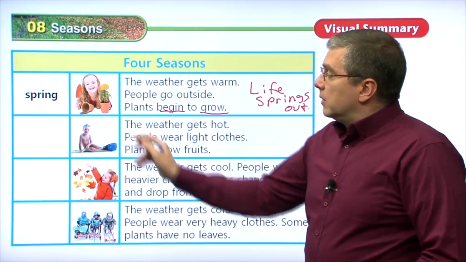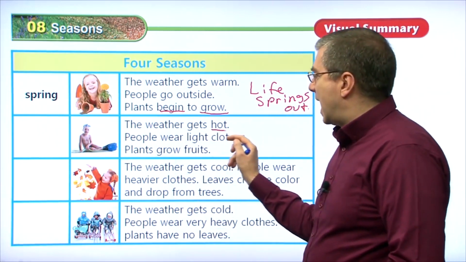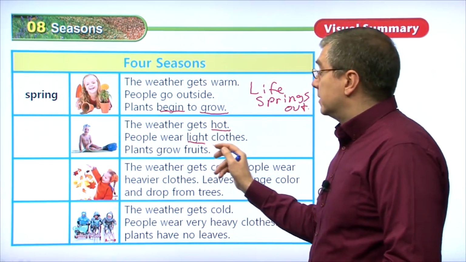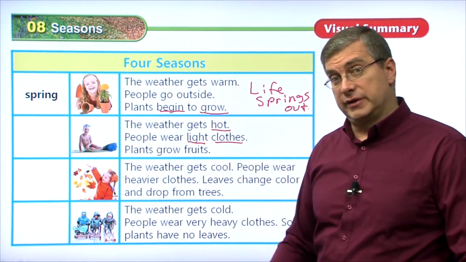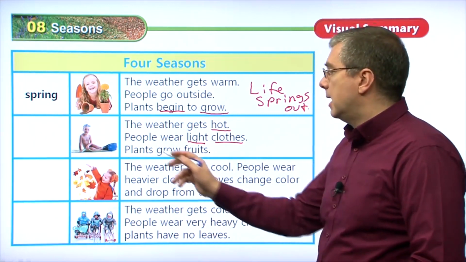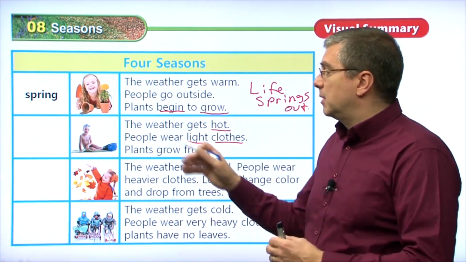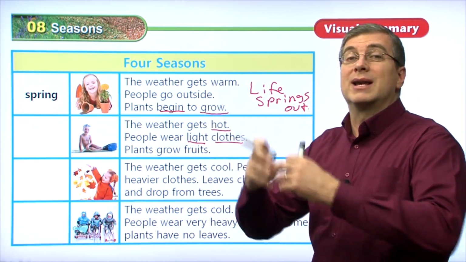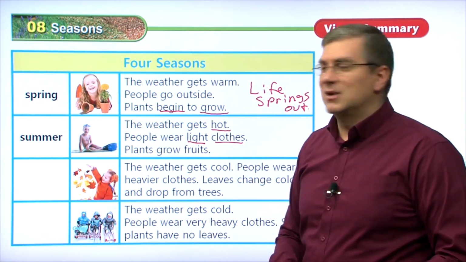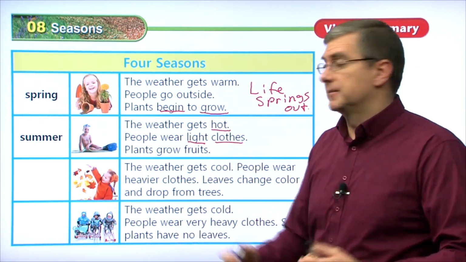In the next one, we see the boy looks like he's been swimming, so it's got to be warm outside, right? The weather gets hot. It's not just warm, it's hot. People wear light clothes, t-shirts, shorts, sandals, right? They're wearing light clothes because it's so hot outside. Plants are growing fruits, right? So the plants bloom in the spring, but during the summer, the plants are growing and they're growing fruits. In the summertime, the weather gets hot, people wear light clothes, and plants are growing fruits.